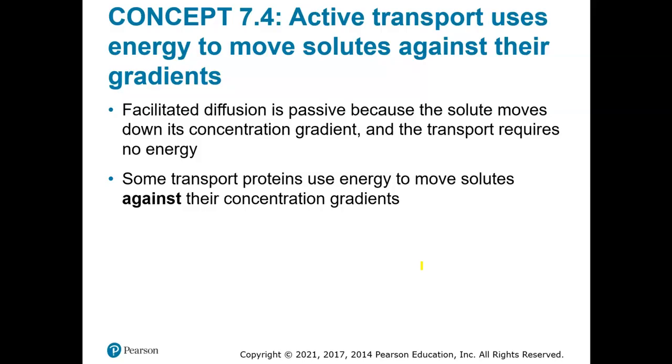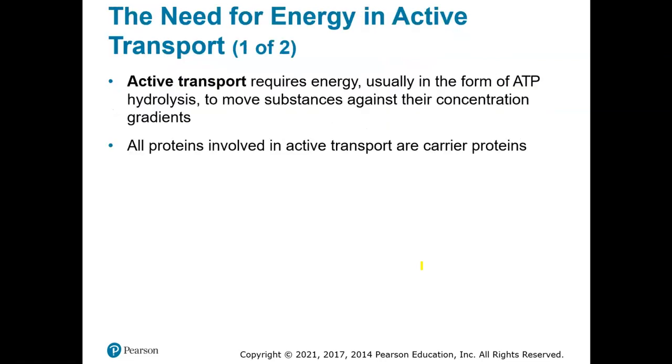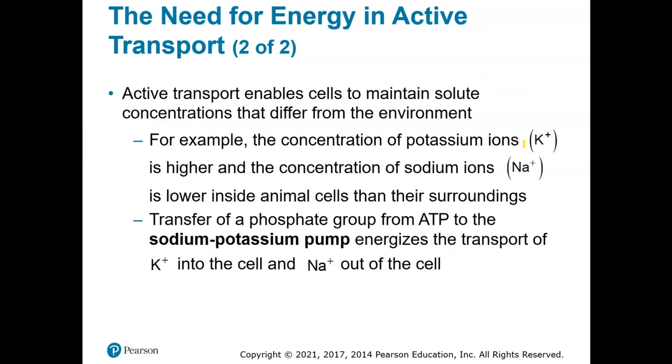Now, facilitated diffusion is a type of passive transport, but there are molecules that are transported against their concentration gradients, and that is called active transport. Active transport requires energy, so typically that's in the form of ATP, and it moves substances against their concentration gradient. So that means from their low concentration to their high concentration. And the proteins that are involved are carrier proteins. It's always carrier proteins that are involved in active transport.